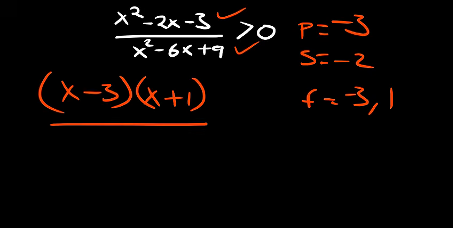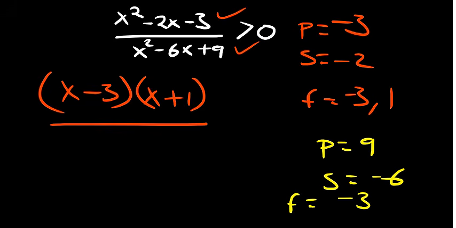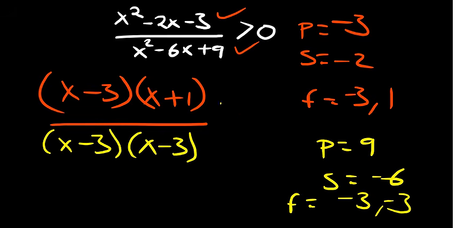Over. For the denominator, our product is 9. The sum is -6. What are the possible factors there? What values can you multiply? So we can multiply a -3 by a -3. So we have x minus 3, x minus 3. This should be greater than 0. So that will divide, and basically what you remain with is a rational function.